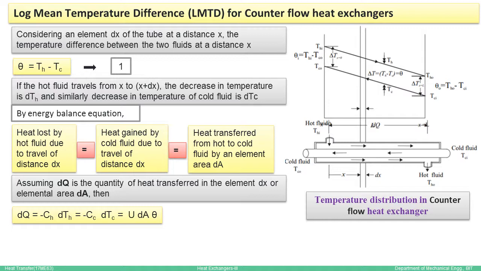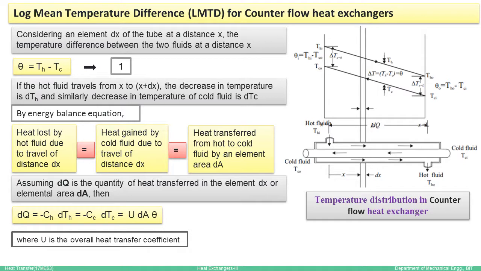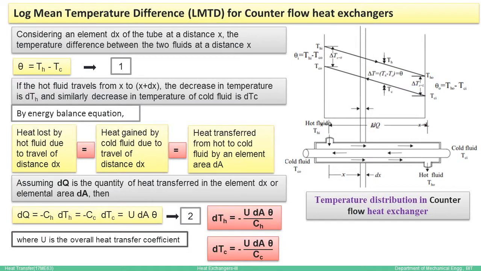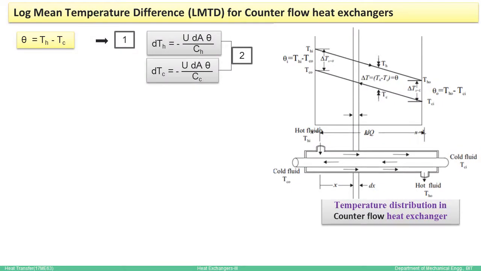This is because both dTh and dTc are negative in the positive x direction, and this is equal to U dA into theta, where U is the overall heat transfer coefficient. We call this equation 2, and we can rearrange it as dTh is equal to minus U dA theta divided by Ch, and dTc is equal to minus U dA theta by Cc. Now we have got equations 1 and 2, from which theta is equal to Th minus Tc, and we have arrived at dTh and dTc separately.